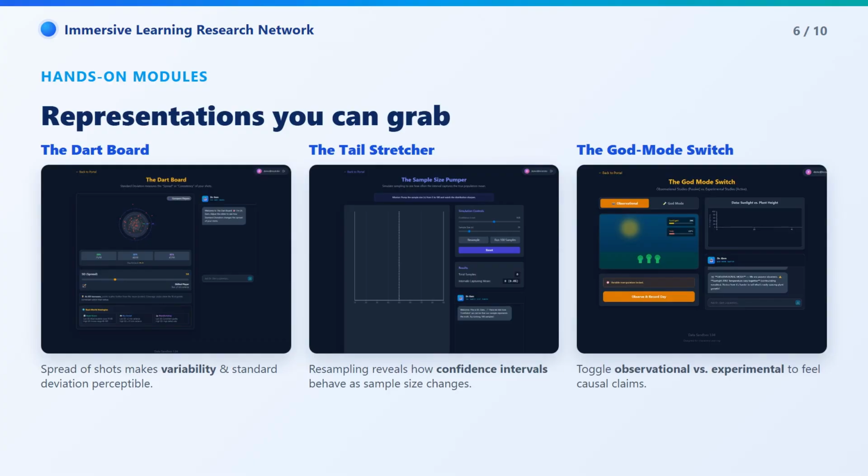Concepts become objects you can grab. The dartboard makes variability perceptible through the spread of shots. The tail stretcher shows how confidence intervals shift with sample size. And the God mode switch lets learners feel the difference between observational and experimental studies.